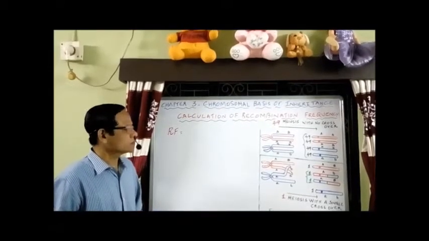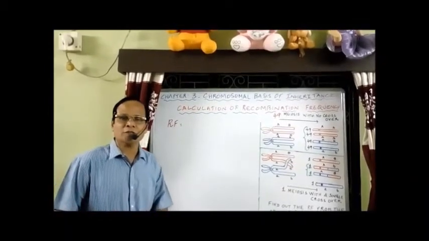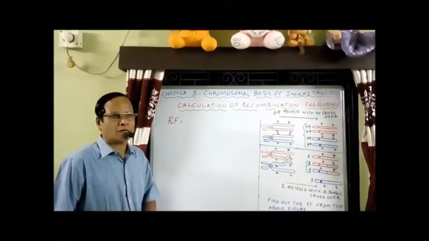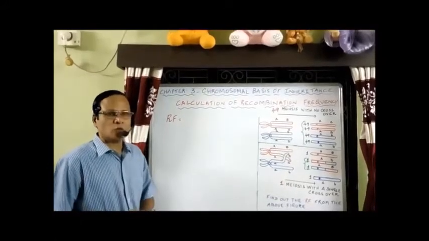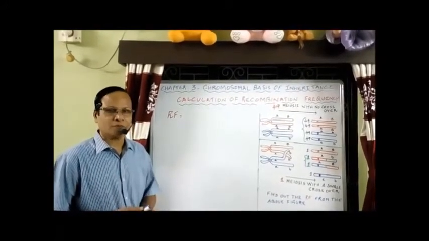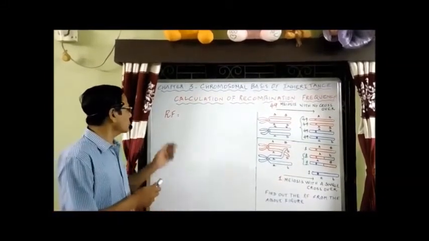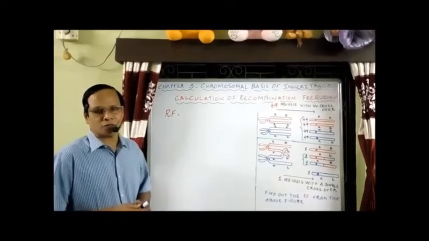Hi students, I would like to continue the lesson on the chromosomal basis of inheritance. And today we have the topic: how to calculate the recombination frequency. First of all, what do we mean by recombination frequency, or simply RF?